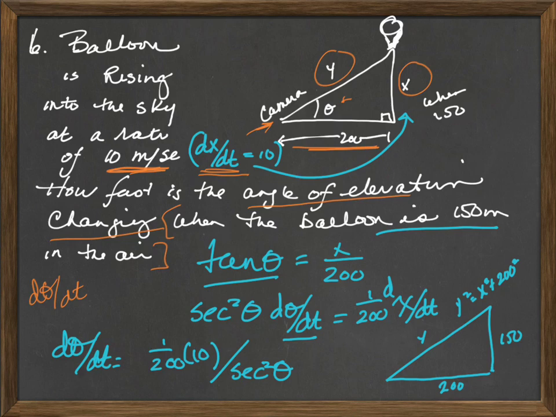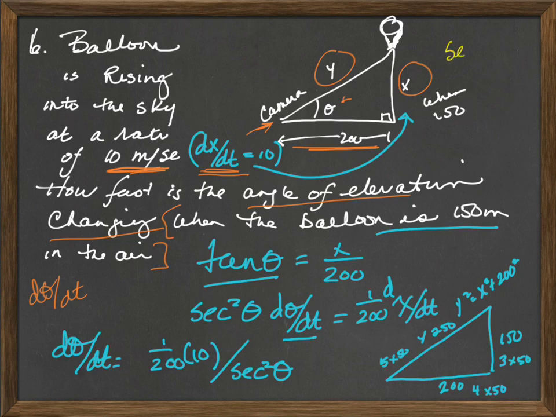And at that time, wouldn't this be a 3, 4, 5 triangle? Because this is 3 times 50, and this is 4 times 50. So wouldn't this be 5 times 50? So that would be 250. So we have y, and now, so secant, I'm running out of room. Let's use purple or yellow so it shows up. I'm going to do this over here.